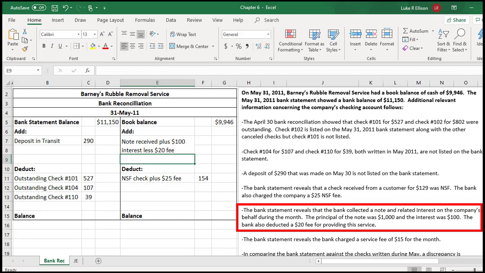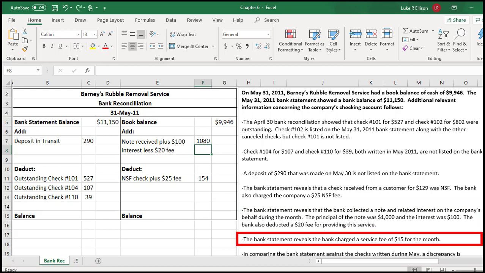The note was worth $1,000 plus $100 minus 20 gives us $1,080 in cash received. We don't separately list the fee and the interest here, as we would prefer to list the total amount cash changed by, which is $1,080 in this case. Some teachers may have you list the interest separately, so make sure you follow the conventions used in your class.